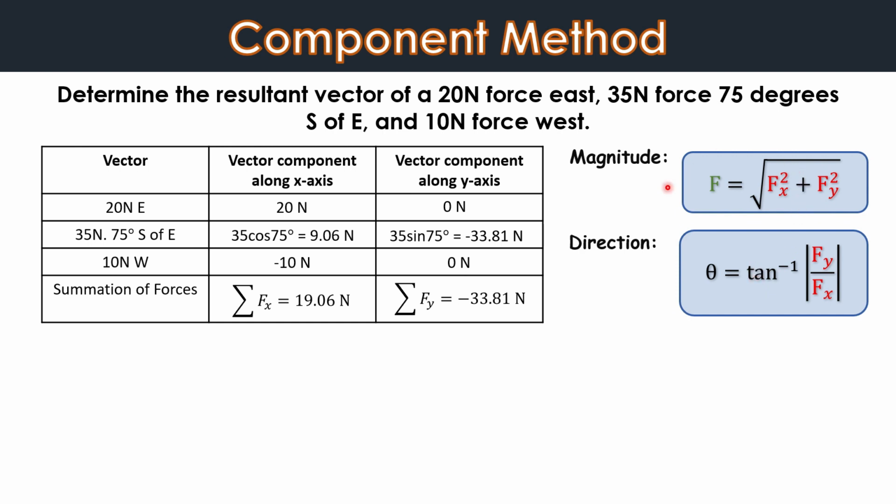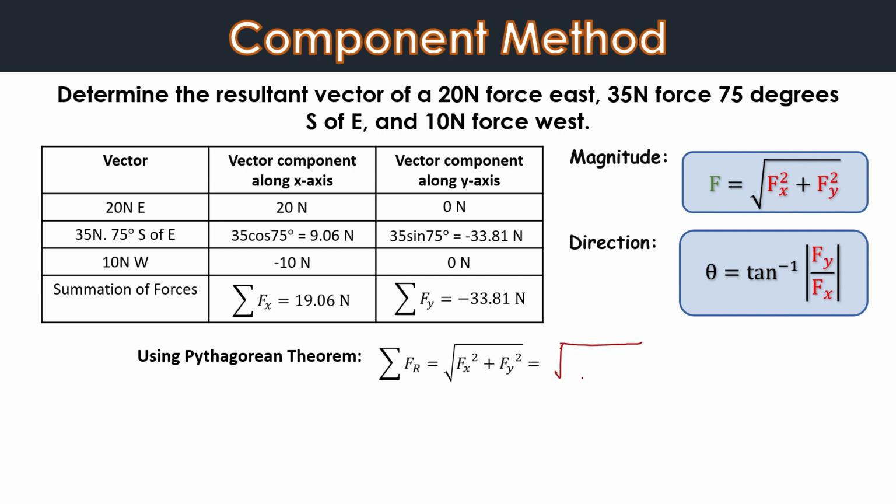And with that, para mahanap yung magnitude, Pythagorean, so we will have 19.06 newtons raised to 2 plus negative 33.81 newtons raised to 2. So by substitution, although pwede nyo naman nang idiretso sa calculator. And more or less, ang magiging sagot ninyo is we have 38.84 newtons. Maari magkaiba lang tayo sa decimal.